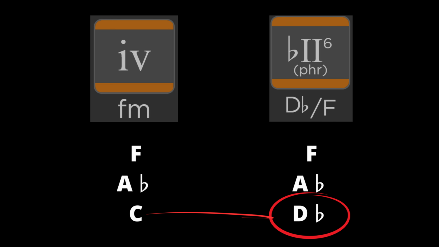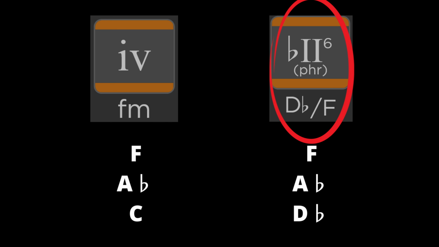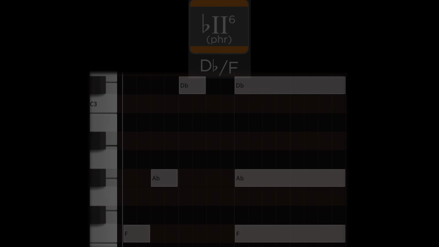This moves it away from the tonic and therefore adds tension, but it doesn't change the function of the chord as a predominant. In the previous example, this would result in a chord with the notes F, A flat and D flat. This is a D flat major chord played in first inversion, with F as the bass note.